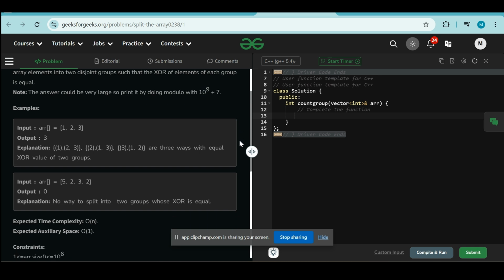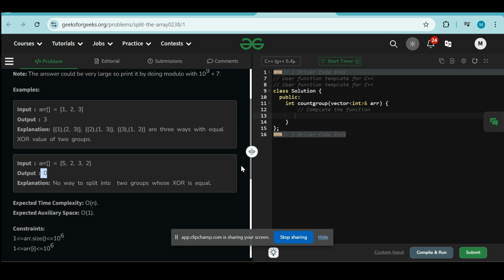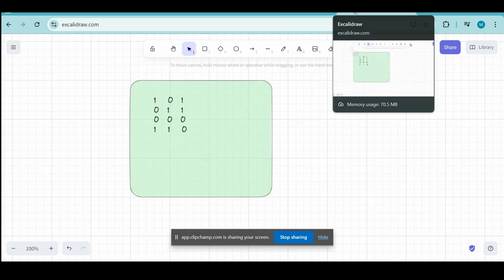Like in this example, they have given us 1, 2, 3, and 1 can be obtained by taking the XOR of 2 and 3. Similarly, 2 is obtained by 1 and 3, and 3 is obtained by 1 and 2. And in 5, 3, 2, they are saying that we are not able to obtain any groups that have the same XOR. And we have to do this in time complexity O(n) and space complexity O(1). Okay, so let's see how we can do this question.